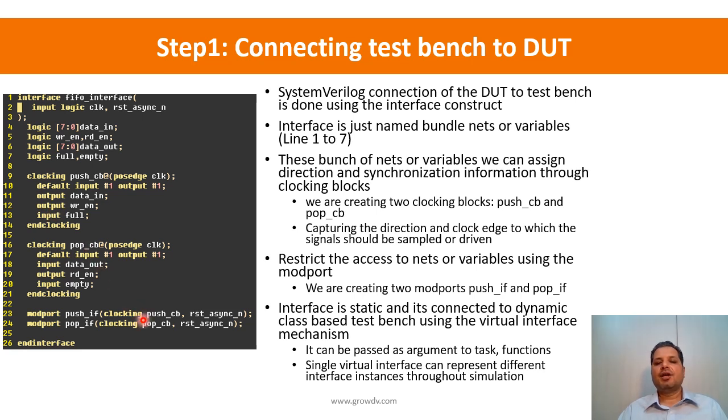So in summary, we have created a set of signals, and those signals' direction, or the view of the signals, meaning the direction and the clocking information, is controlled through the modports, and then modports are built using the clocking blocks, right? And the interface as a construct can also contain tasks and functions as well.